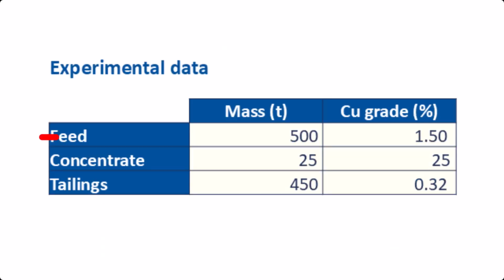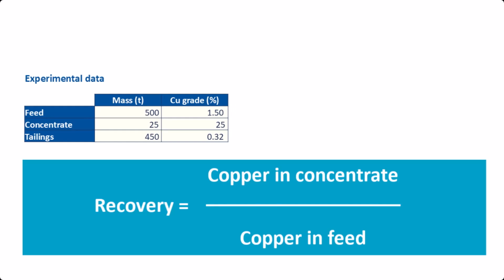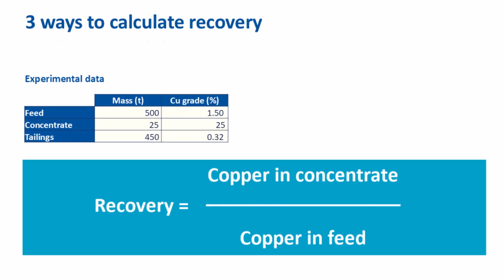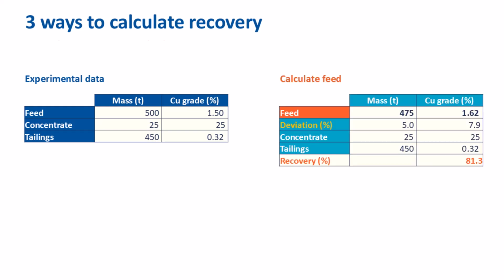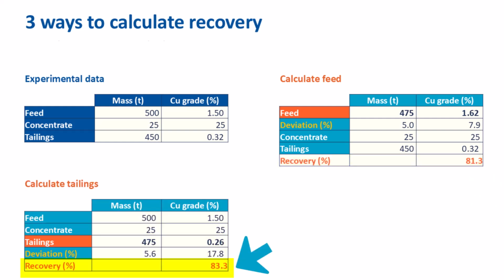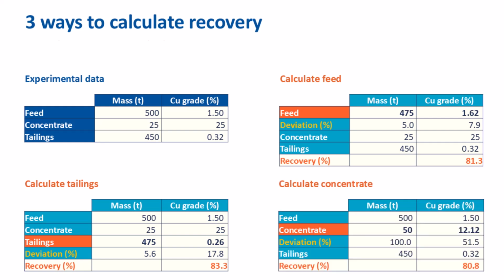One method is to disregard the measurement on one of the streams and to do the calculation based on the two other streams. Using these reconstructed values, we can then compute recovery as copper in concentrate divided by copper in the feed. If feed is calculated from concentrate and tailings, recovery is 81.3%. If we use measured feed and concentrate, recovery rises to 83.3%. If the concentrate is calculated from feed and tailings, we obtain 80.8%.